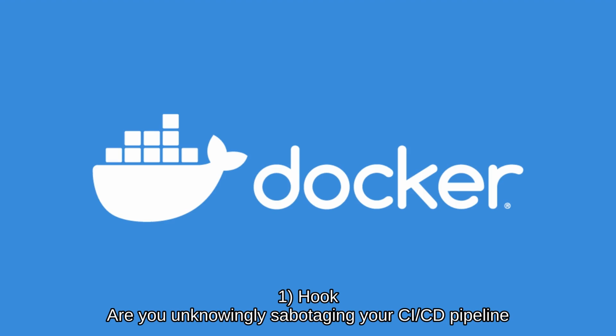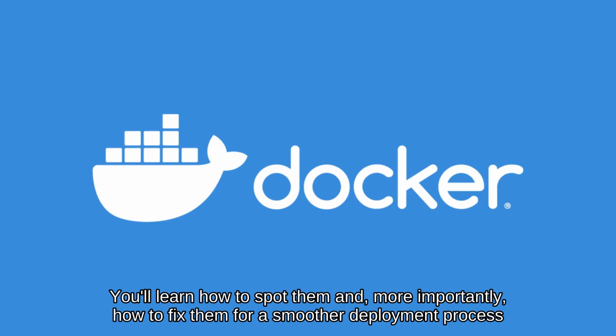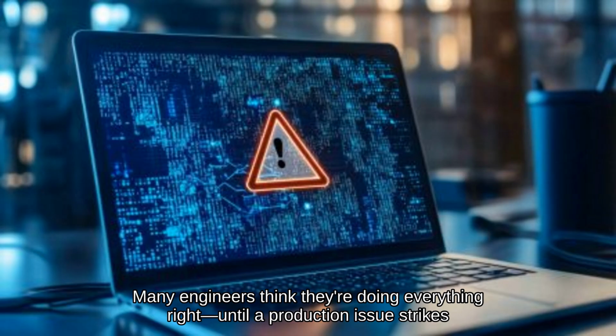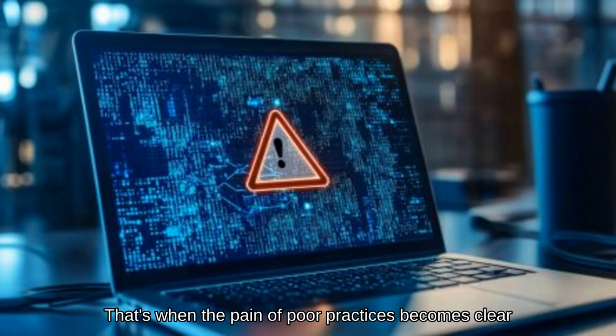Are you unknowingly sabotaging your CI/CD pipeline? You'll learn how to spot them and, more importantly, how to fix them for a smoother deployment process. CI/CD promises faster deployments and greater efficiency, but many teams miss the mark. Many engineers think they're doing everything right, until a production issue strikes. That's when the pain of poor practices becomes clear.